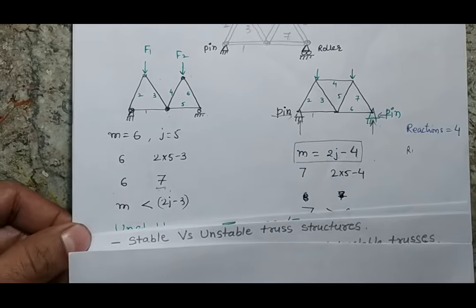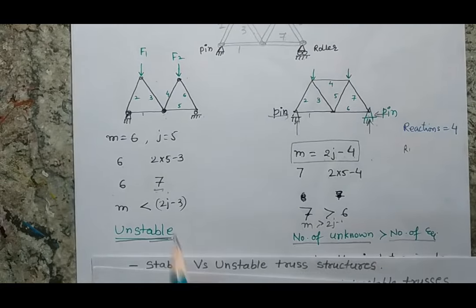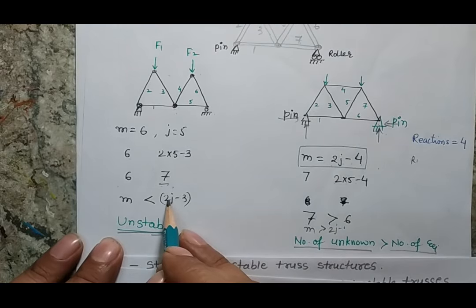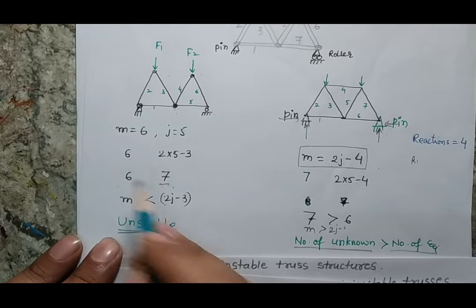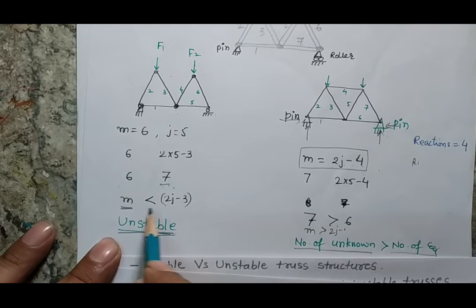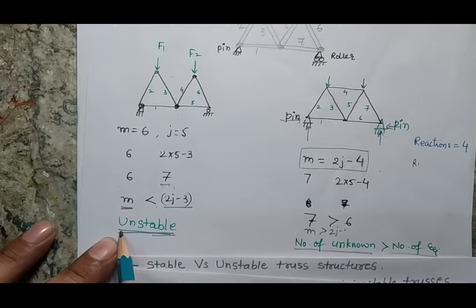So I can see here that my M will be less than the 2J - 3 value, because this is 5 into 2, 10, minus 3, so it will be 7. However, the members are 6. So when the number of members is less than this value, this will be an unstable truss.